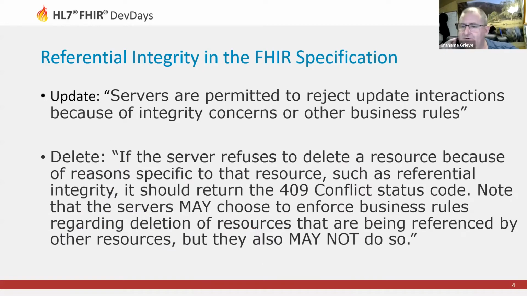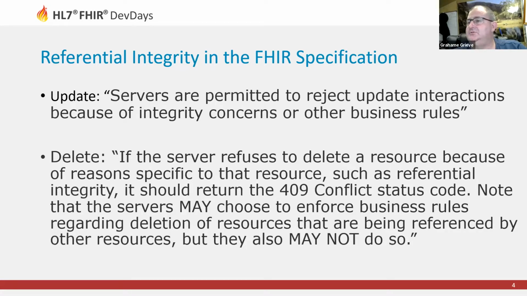Now, FHIR says very little about referential integrity. Regarding update, it says servers are permitted to reject update interactions because of integrity concerns or other business rules. So it's not even directly mentioned. And this sometimes generates questions to us because people say, but referential integrity is really important. How can you not really mention it? We do get closer to mentioning it on delete. The server may refuse to delete a resource because of referential integrity. So you might say, I'm not going to delete this resource because some other resource is pointing to it.